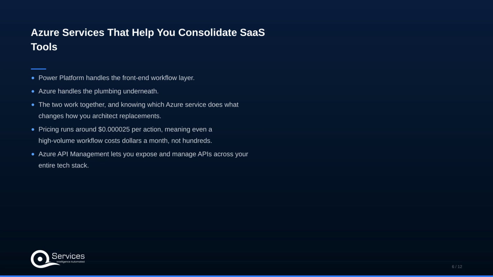Azure API Management lets you expose and manage APIs across your entire tech stack. This matters for consolidation because many SaaS tools are really just data stores with APIs attached. If you route requests through your own API management layer, you control the data, the logic, and the integration points instead of depending on a vendor's roadmap or uptime SLA.